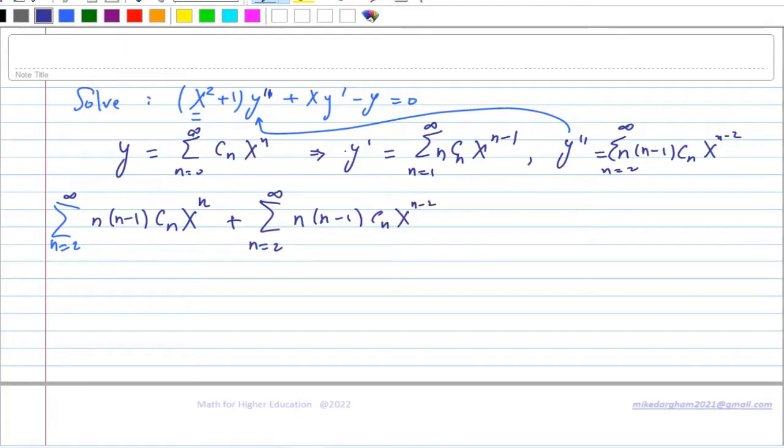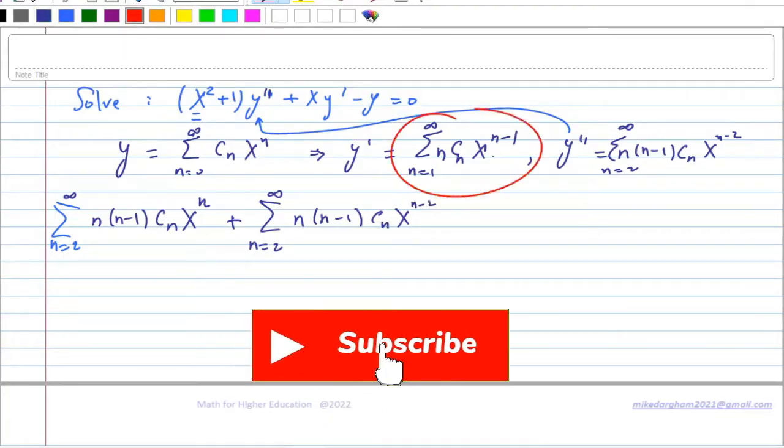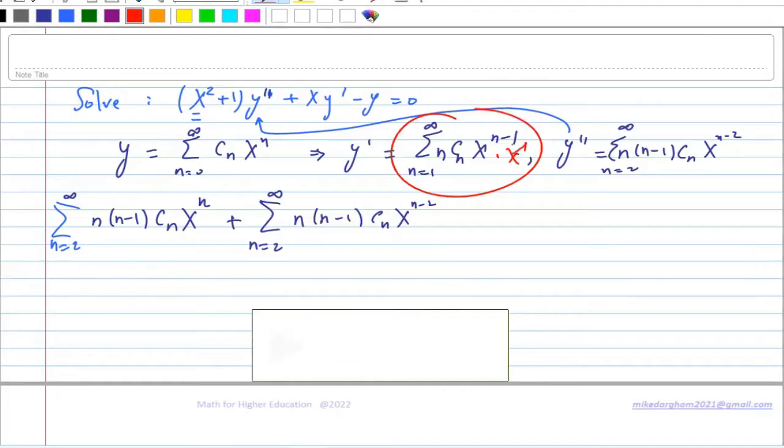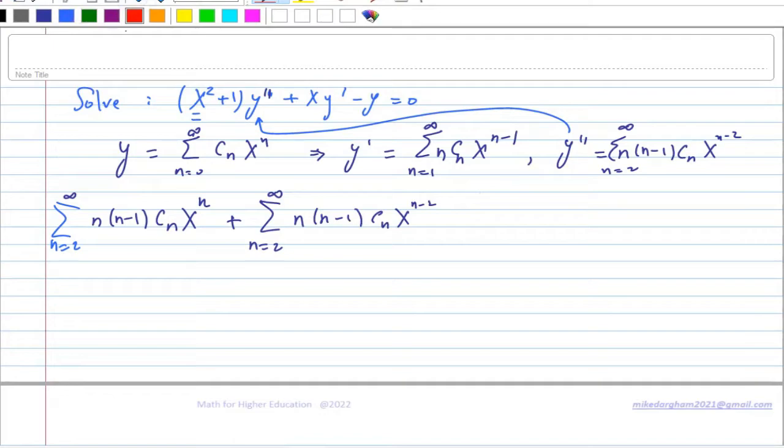Now I want to multiply x by y prime. When you multiply x by the x to the n minus 1, adding the exponents, you get x to the n back. So n c_n x to the n. By the way, these questions are well made, so we don't give you x's that cause trouble at the end; you get nice answers. Minus y, it means minus this expression, which is sigma c_n x to the n, n from 0 to infinity.